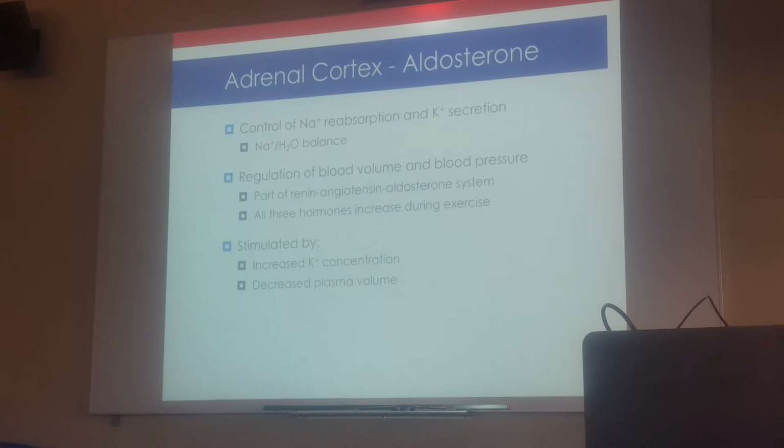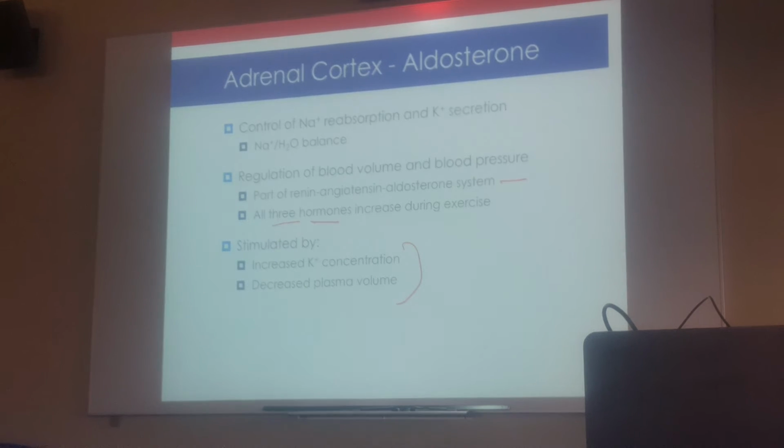So let's take a look at aldosterone. It controls sodium resorption and potassium secretion, and it's part of a system, the renin-angiotensin-aldosterone system. So it's not just aldosterone working singularly as a hormone; it's a three-hormone system that works together, and they all increase during exercise. And how is it stimulated? Increased potassium concentration or decreased plasma volume is going to have an effect on it through the osmoreceptors.